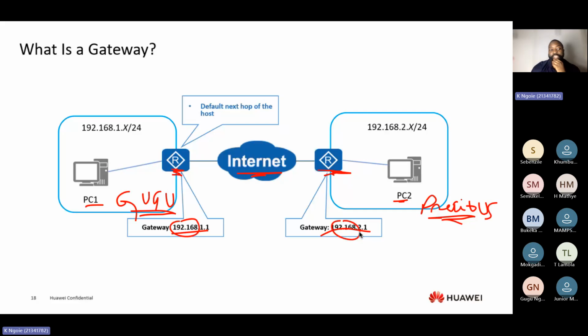Because this part is the host, that means the device. The reason why it's different is because Precious is using router 2 and Google is using router 1. So this is the host. This is the router ID. That's what an IP address can tell you about someone.